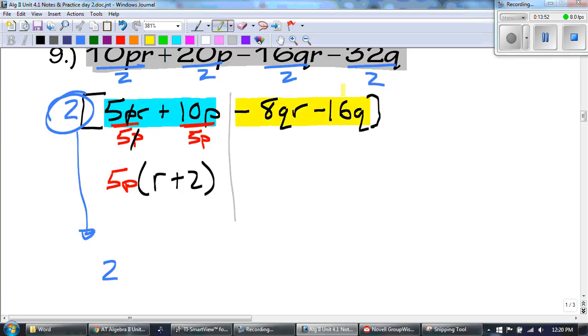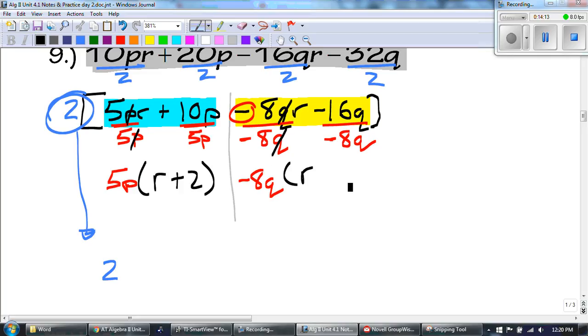All right, so now the yellow. My leading coefficient is negative, so my GCF is negative. 8 goes into 16, and then they both have Q's. So negative 8Q is my GCF. Negative 8 divided by negative 8 is 1. Q and Q cross out, and I'm left with R. Negative 16 divided by negative 8 is a positive 2, and the Q's cancel. And take a look, they match.